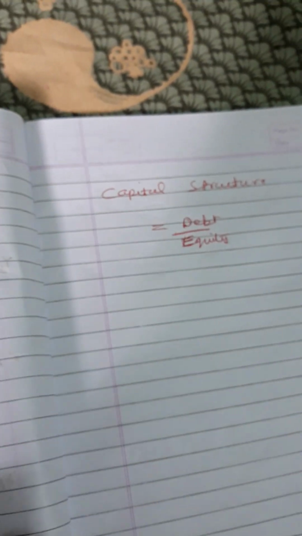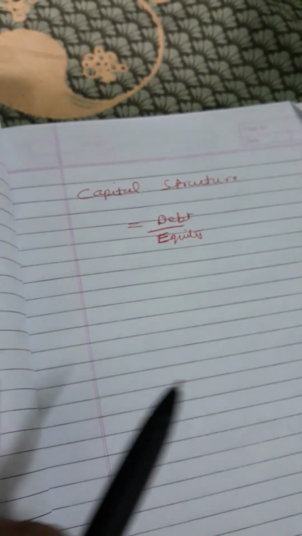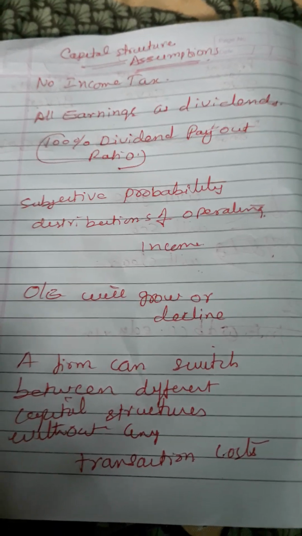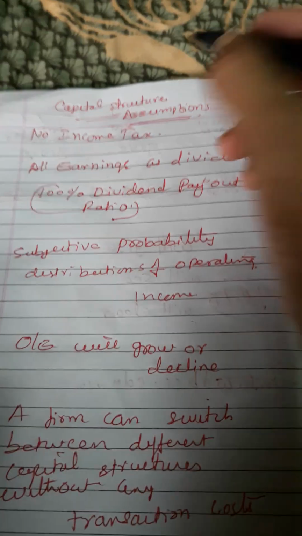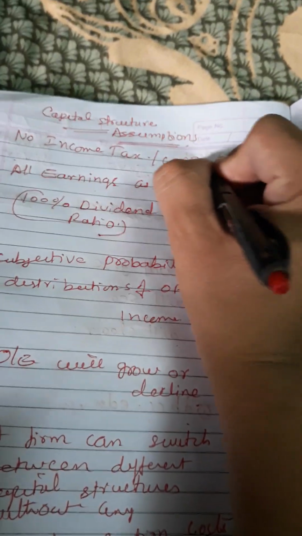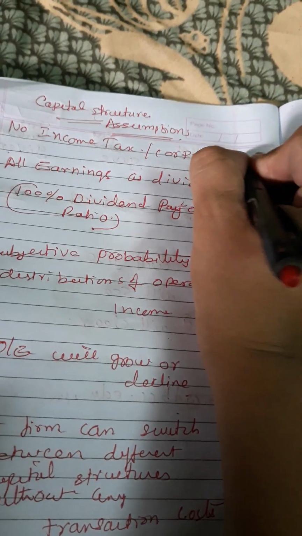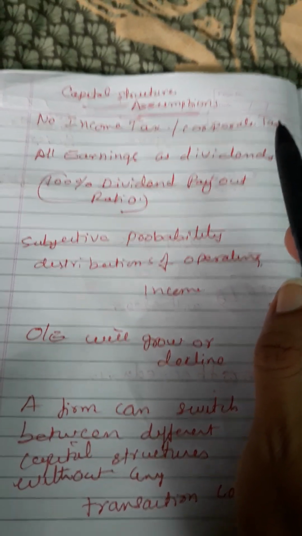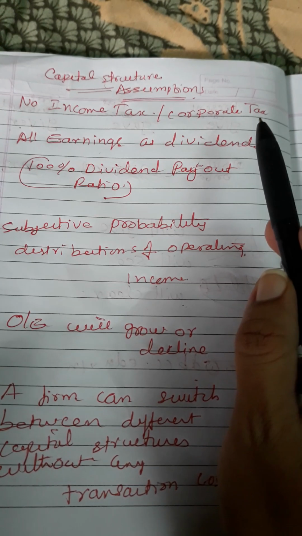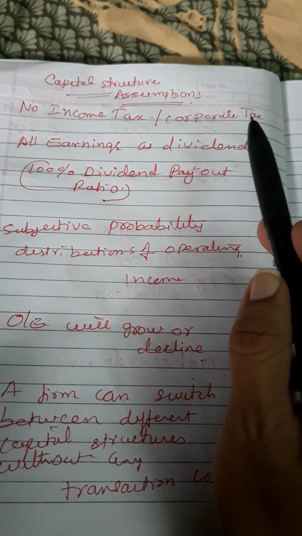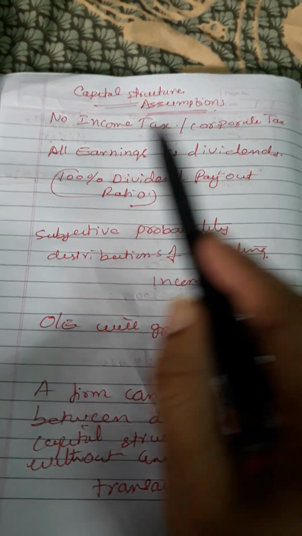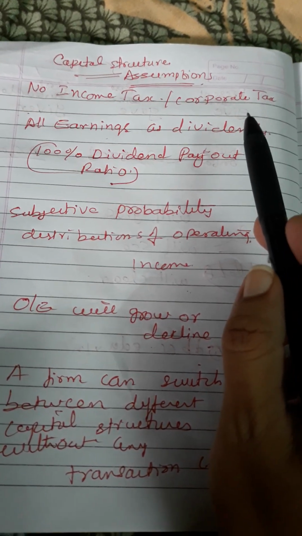Now let us see what the assumptions of the capital structure are. The first assumption is that the firm is not paying any income tax, any corporate tax, or any other sort of taxes. That is the first assumption. This is a hypothetical situation, as all of you know. A firm's shareholders do have income taxes, and a firm has corporate taxes. So this is a hypothetical situation.